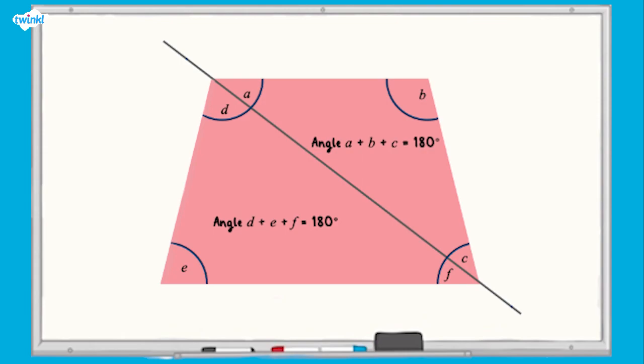The interior angles in a quadrilateral must be double 180 degrees. 180 degrees add 180 degrees is equal to 360 degrees. Therefore, the interior angles of a quadrilateral are equal to 360 degrees.